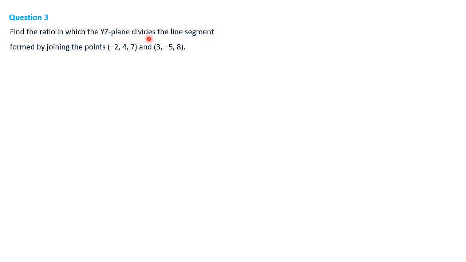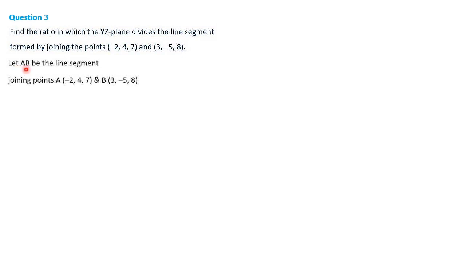Next we shall discuss the third question. Find the ratio in which the YZ plane divides the line segment formed by joining the points (-2, 4, 7) and (3, -5, 8). Here the YZ plane is dividing the line segment. Previously we calculated a particular point dividing; now the YZ plane is dividing the line joining these two points.